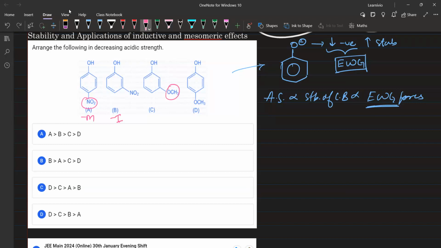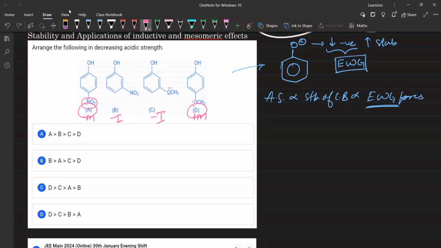Now OCH3, again, is essentially a plus M group because it has a lone pair of electrons on this oxygen atom. But when it is present in the meta position, it cannot show plus M or minus M. It cannot show mesomeric effect. That is why it is going to act as minus I. Okay. Then we have the D one, that is OCH3. So it is obviously going to act as plus M. So the least stable will be D, and the most stable will be A.